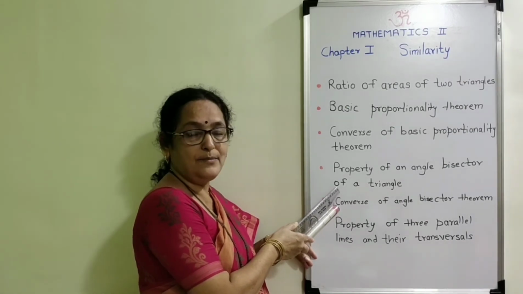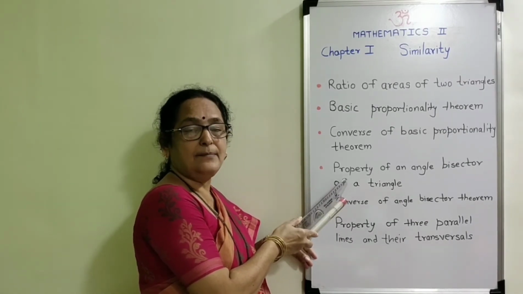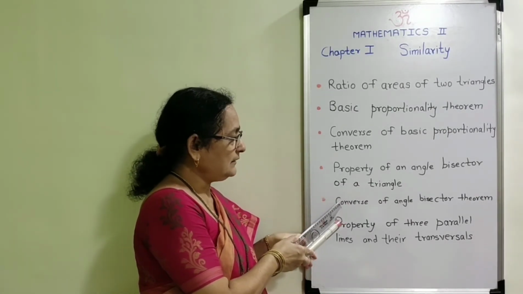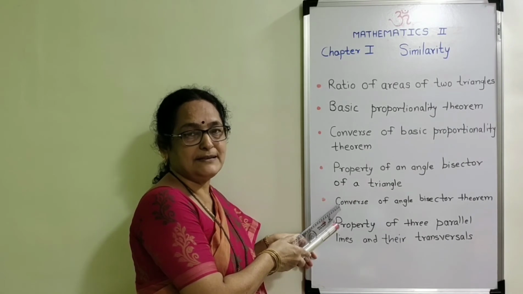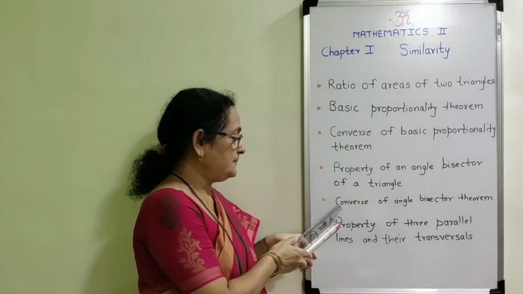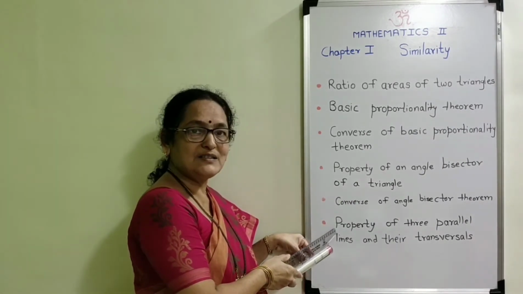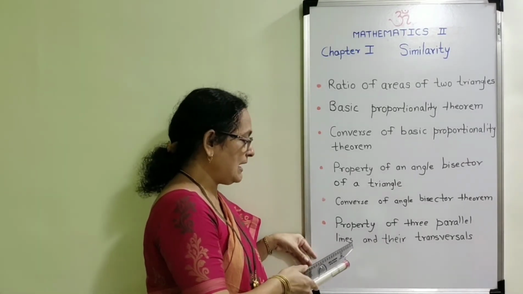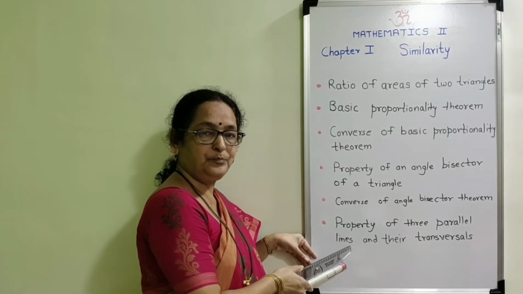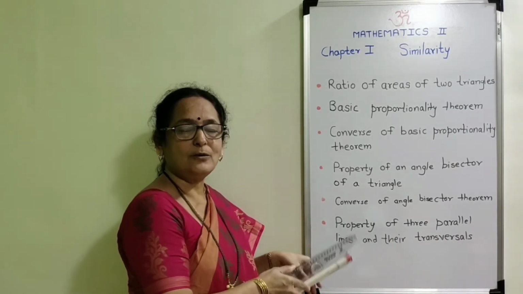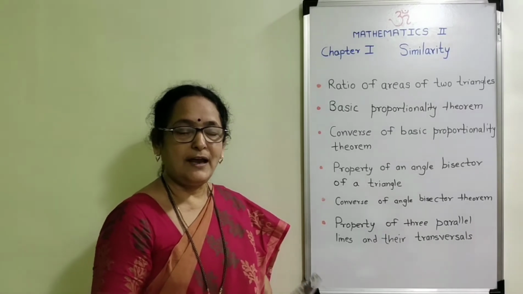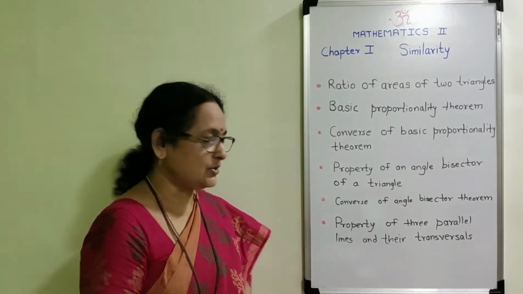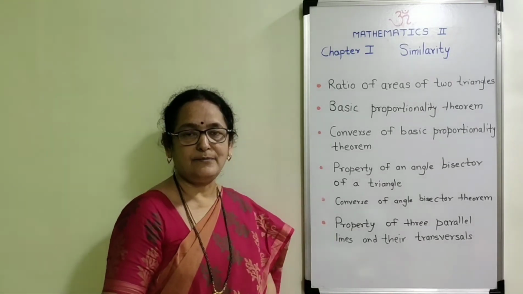The proof of this theorem is also very important. The application of this theorem is also very important. Then, the converse of the angle bisector theorem is included. Also, at the last point, we are going to study the property of three parallel lines and their transversal. The proof of this property is also included in our textbook and we are going to study that. But here the application of this last property is very important.